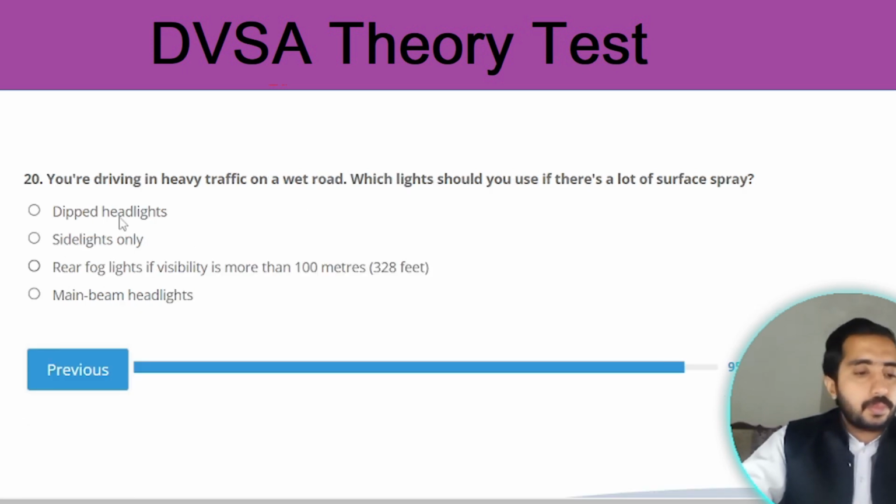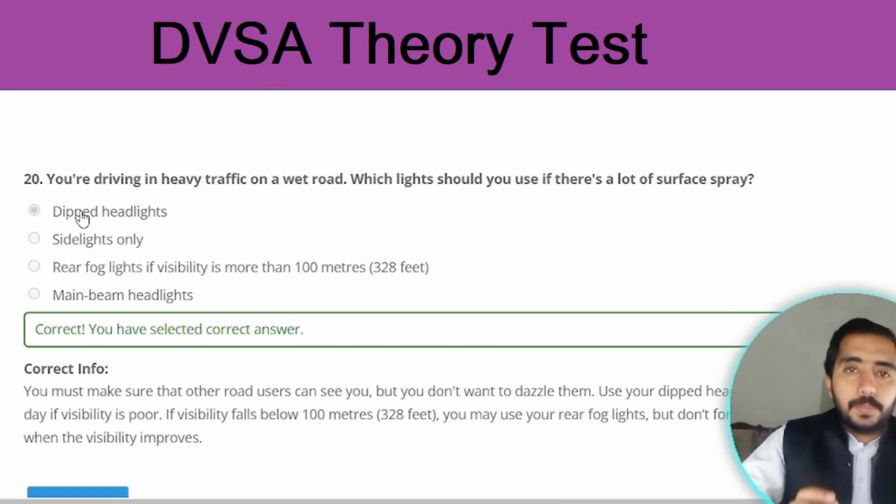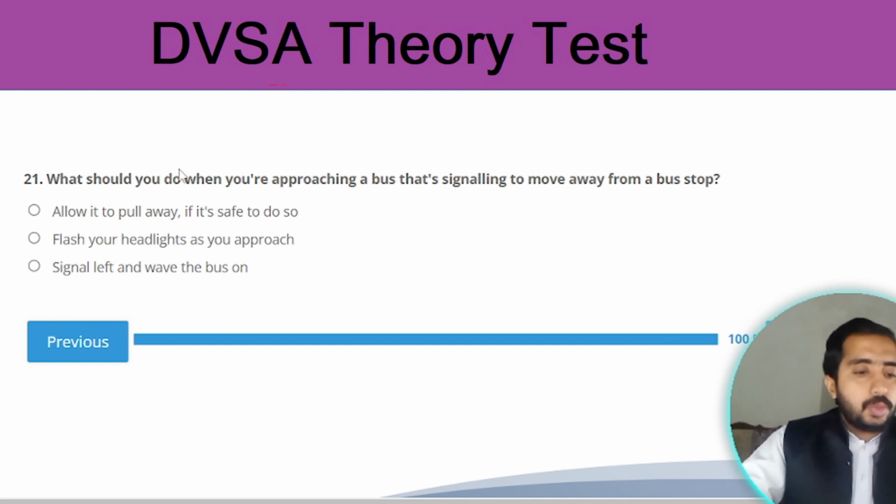Next. Question number 20. You are driving in heavy traffic on a wet road. Which light should you use if there is a lot of surface spray? If the spray is a lot, then in this case you need to use dipped headlights. Option A is the correct option. Next question. Question number 21. What should you do when you are approaching a bus that is signaling to move away from the bus stop? The correct option is allow it to pull away if it is safe to do so.